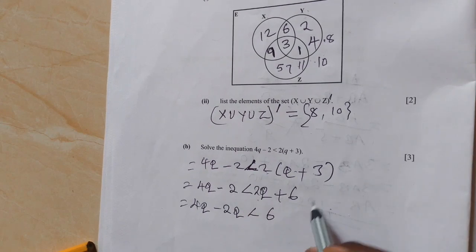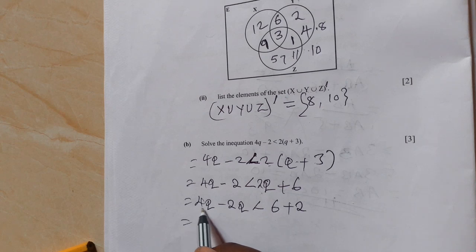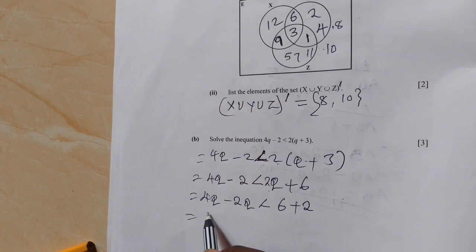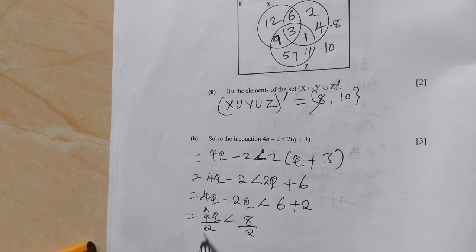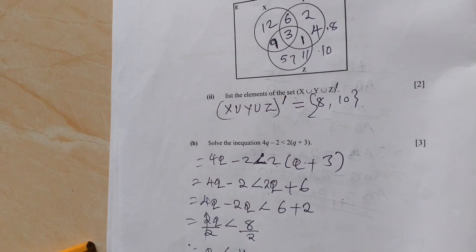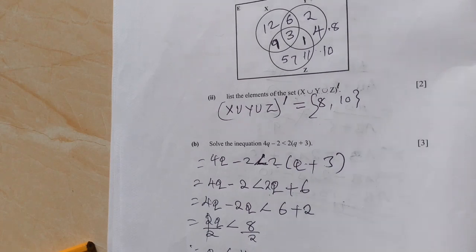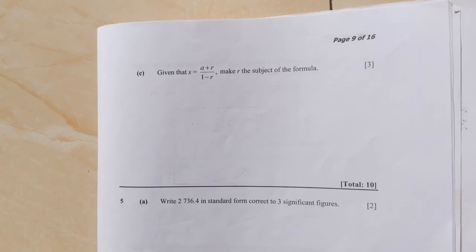When negative 2 crosses this symbol, it will be positive 2. Alright, so 4q minus 2q, that is 2q, is less than 8. Alright, so for you to have q now, you're going to say over 2 over 2. Therefore, q is less than 4. Alright, q is less than 4. Quickly, let's go to question 4c.